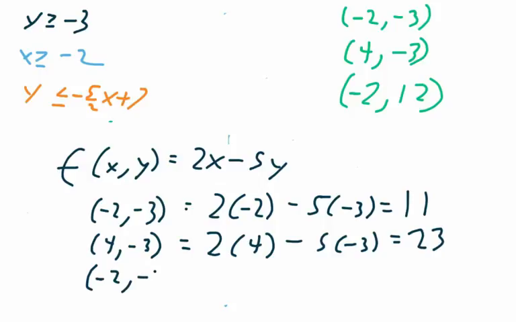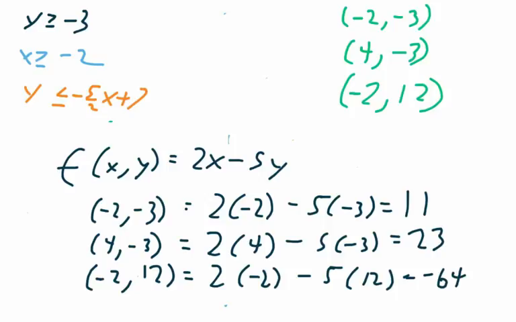And -2, 12. Turns out to be 2 times -2 minus 5 times 12, which is -64. So 23 is my maximum and -64 is my minimum.